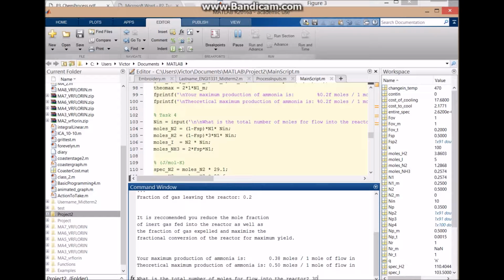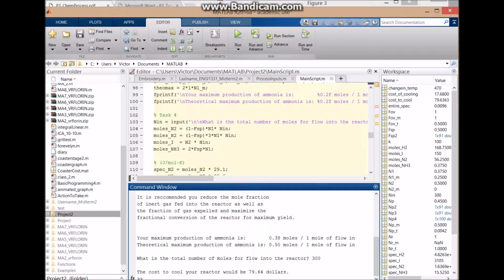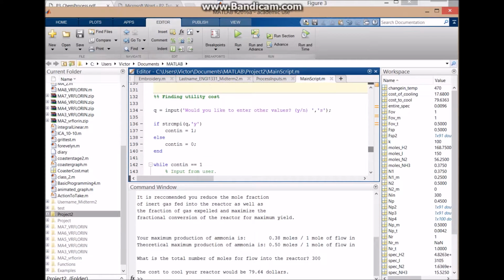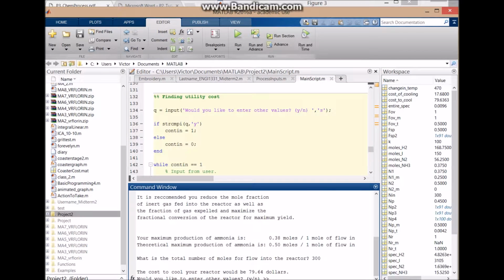Again, you ask for the total number of moles, and the cost to cool the reactor would actually be lower. Another thing the script can do is you can ask it to enter other values, and it will tell you the cost to cool the reactor based on the other values. So would you like to enter other values?